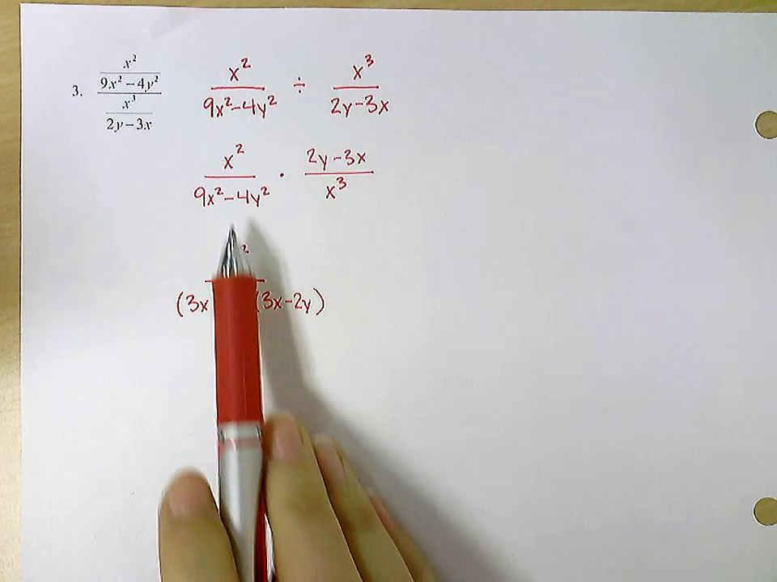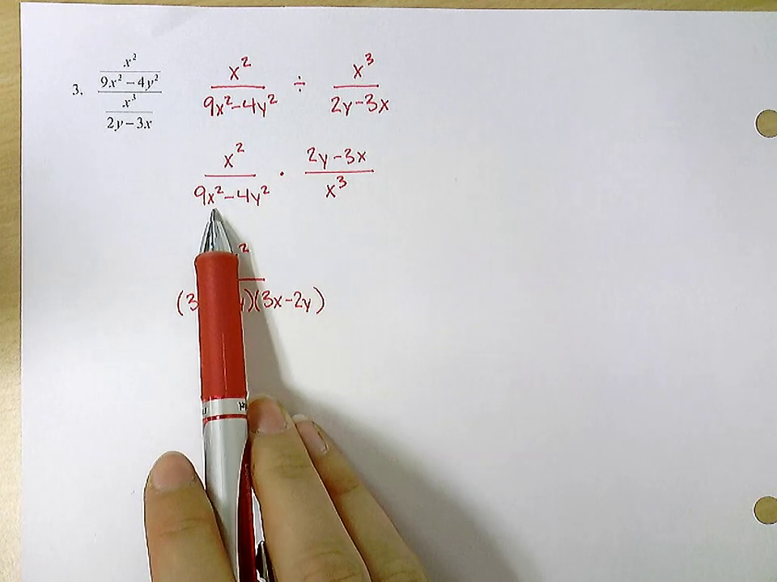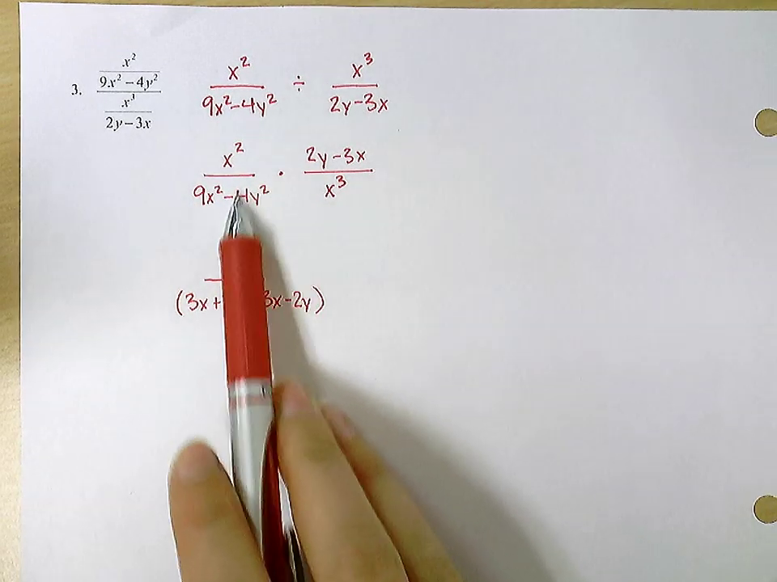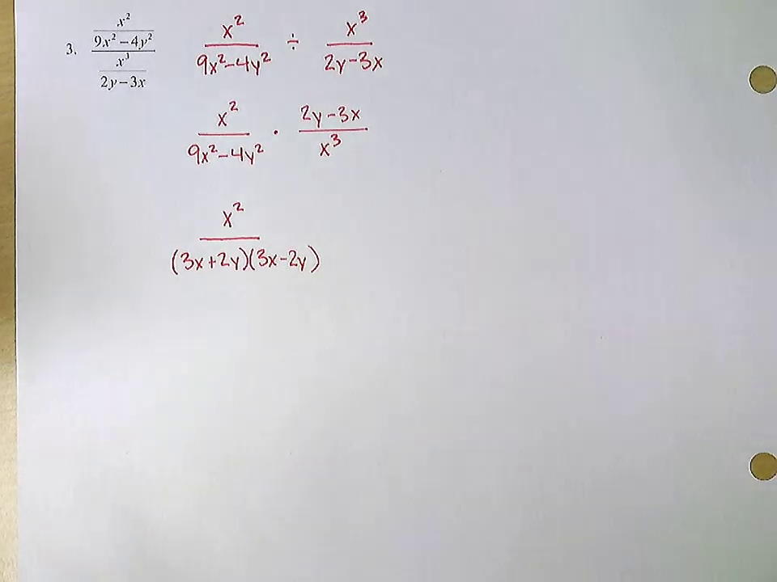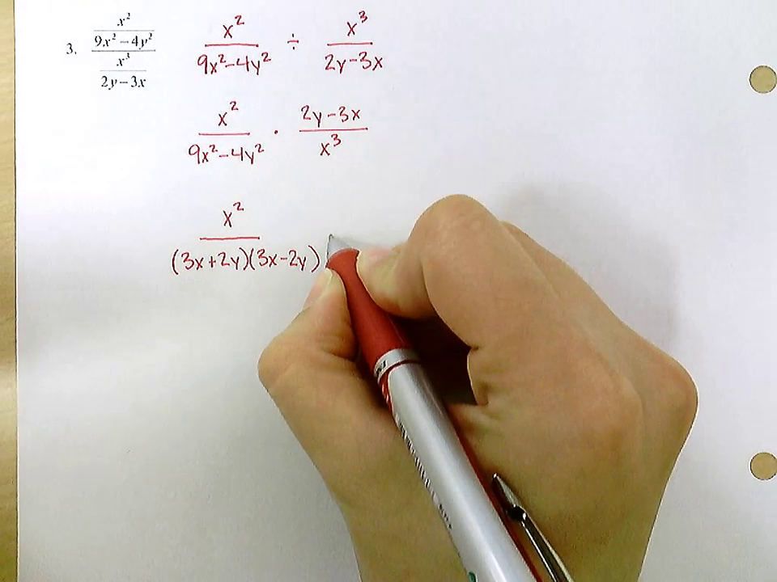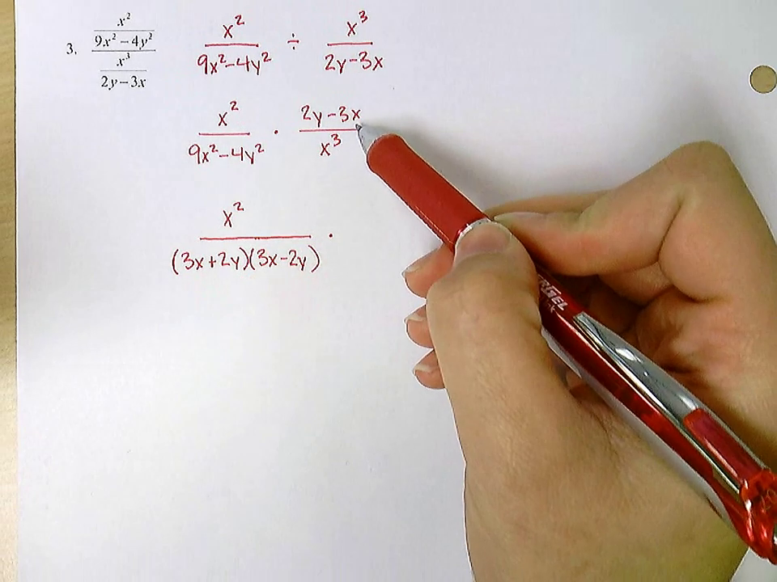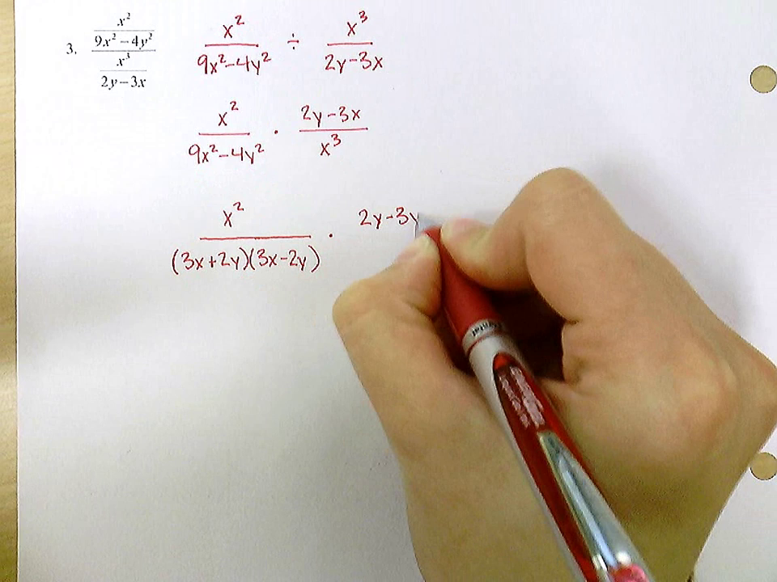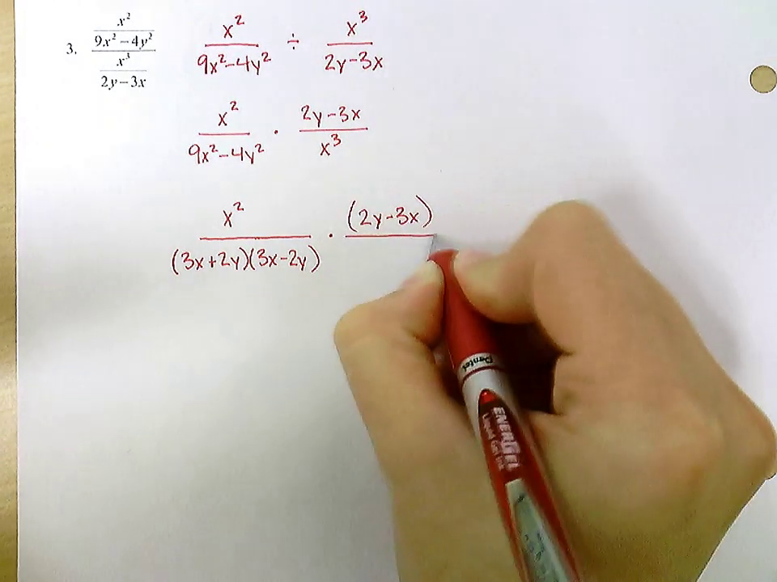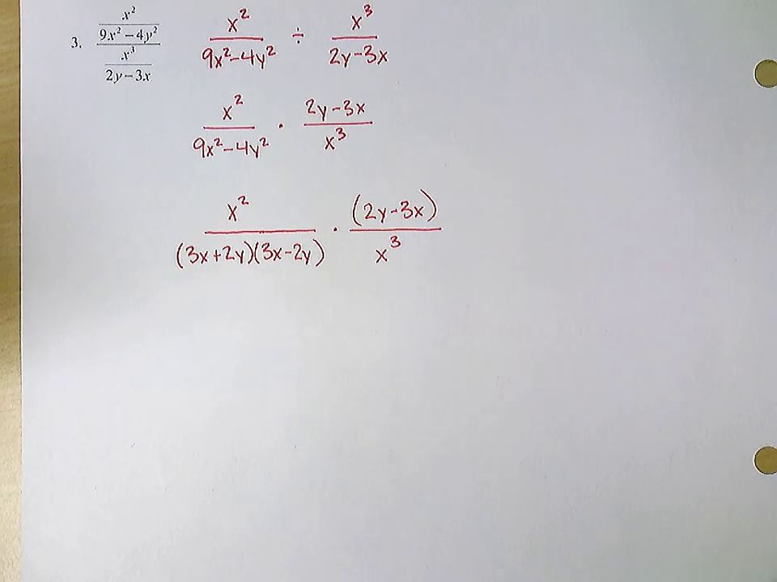This is also a difference of squares. Okay, so this is a perfect square, and this is a perfect square. So I can split it into that plus and minus quantity for that difference of squares. Okay, then I'm multiplying. I can't factor this 2y minus 3x, so I'm just going to leave it as it is. And I can't factor the x cubed. So again, leave it as it is.